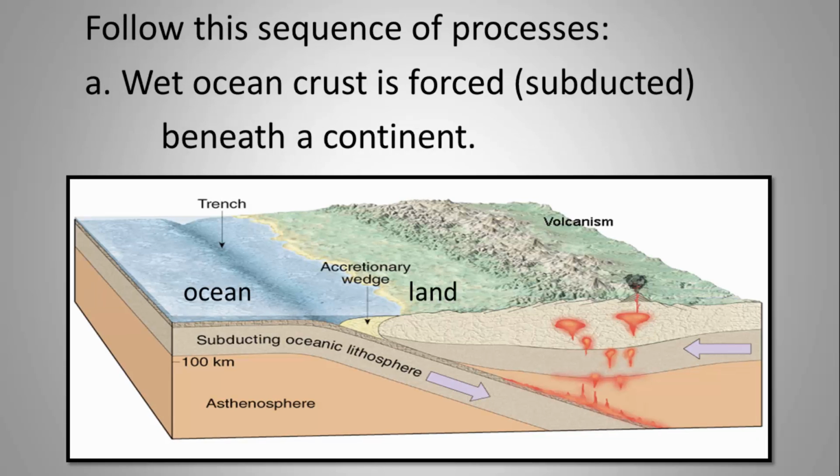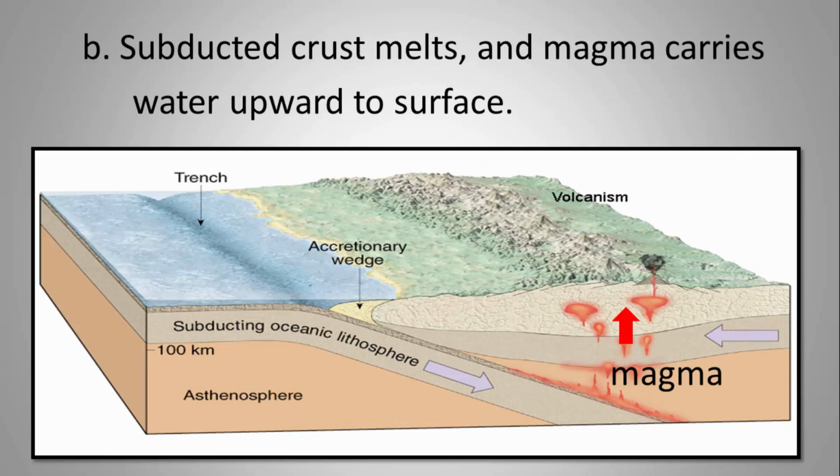So let's go through this sequence step by step. With point A, wet ocean crust is forced or subducted beneath the continent. So on the left-hand side, well, actually kind of in the middle, you have a purple arrow that shows that oceanic crust is subducting. And of course, since it was under the ocean, it contains a lot of water. As the crust goes deeper underground, where it's hotter, that crust melts, forms what we call magma, molten elements, and that magma works its way to the surface and taking water with it.